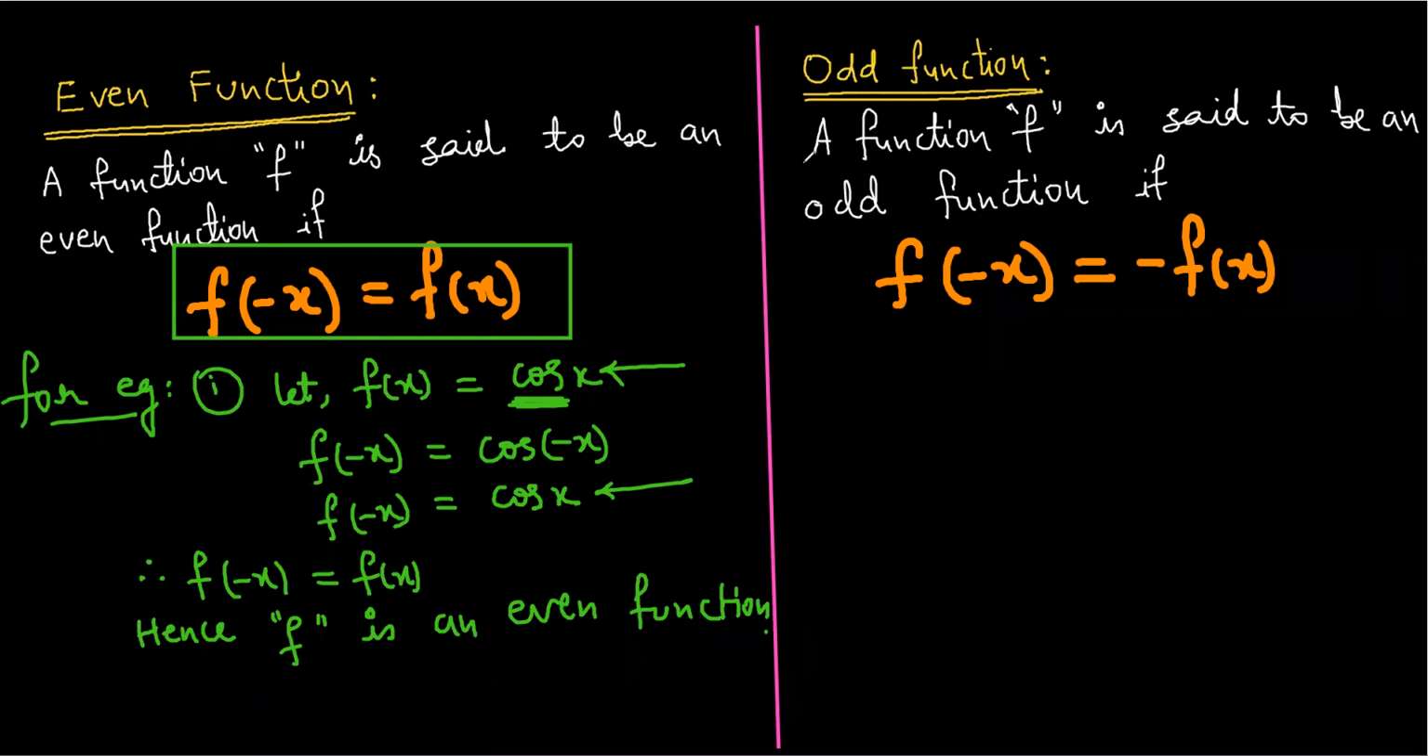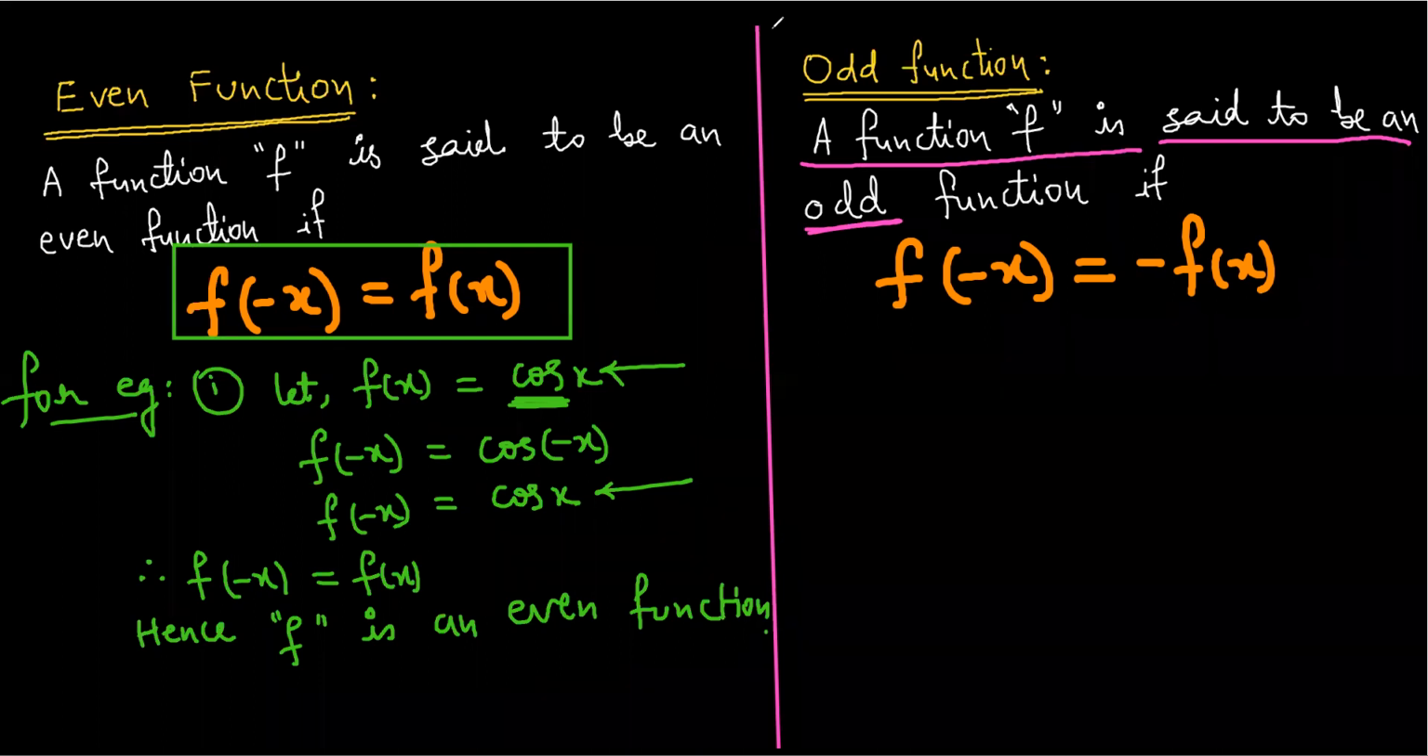What is an odd function? A function f is said to be an odd function if f of negative x is negative of f of x. Here, what you had written, you wrote f of negative x is the same as f of x. But here f of negative x will be negative of f of x.